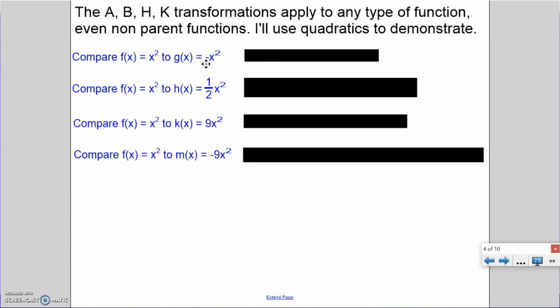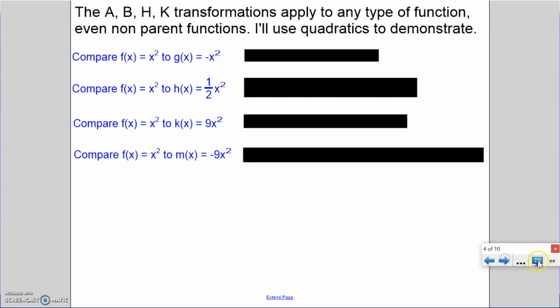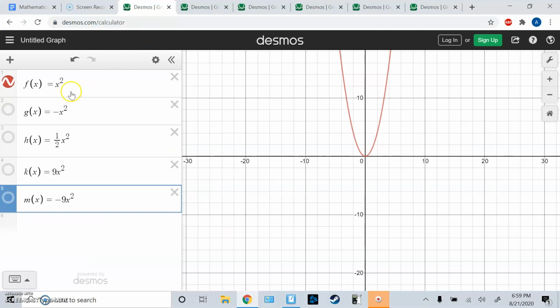Now, is this the a, b, h, or k? Well, it is a multiplier in front, and it's not part of parentheses. So it's just a. If a is negative, the graph will be vertically reflected across the x-axis, or again, basically flipped upside down. So here's that graph. Here's x squared parabola. Here's negative x squared. It's the same parabola upside down.